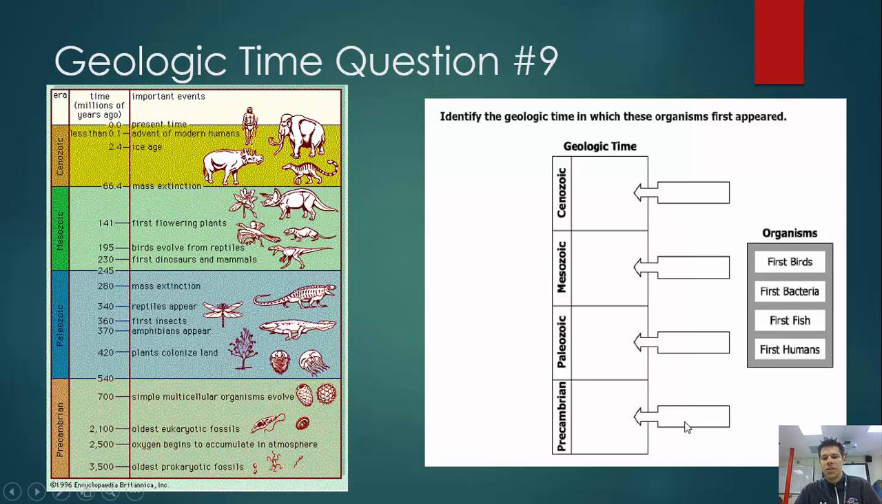So one more time, you should have had first bacteria here, first fish here in the Paleozoic, first birds in the Mesozoic, and first humans in the Cenozoic.